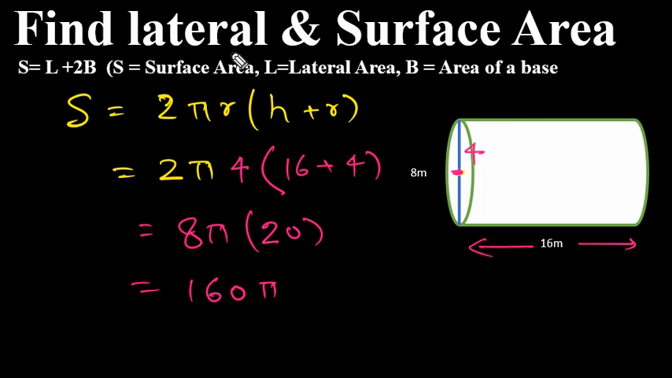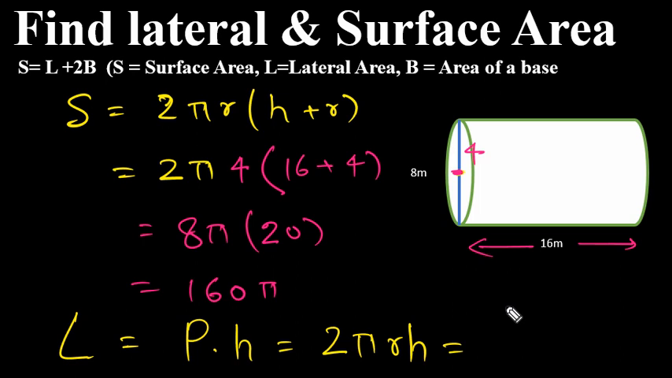Now in this question it is asking for the lateral and surface area. So if I want to find the lateral area, then the lateral area is P times H, or 2 pi rh. You can directly remember this now. So substitute the values: r is 4 from here, and h is 16. Solve this and you will get your answer. So this will give you 2 multiplied by 4, 8, and 8 multiplied by 16 gives you 128. So that is 128 pi.